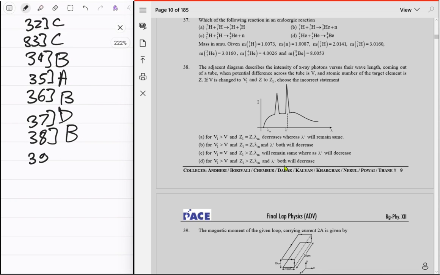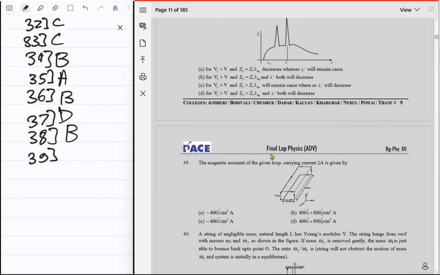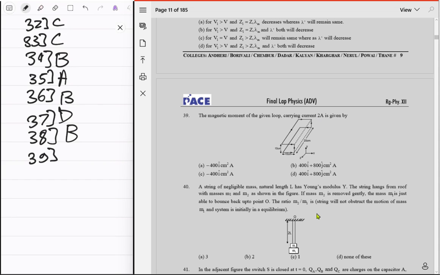39. Okay, the magnetic moment of the given loop carrying current 2A is given by this loop. The area vector or something. Oh god. I don't particularly like this. इसका क्या होने वाला है? ये just integration of, like okay. It is just I times the area vector. That is what it is.